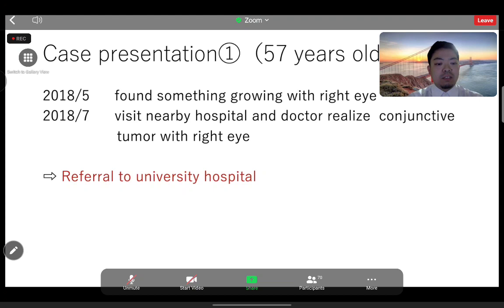The first case is a 57-year-old man. He was aware of a growing tumor in his right eye and visited a nearby doctor. He was suspected of having a conjunctival tumor, so he was referred to our hospital for detailed examination and treatment.